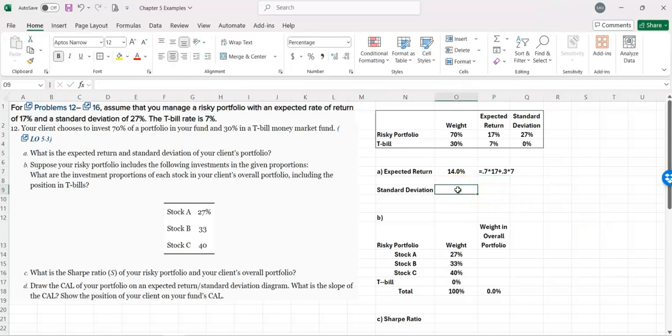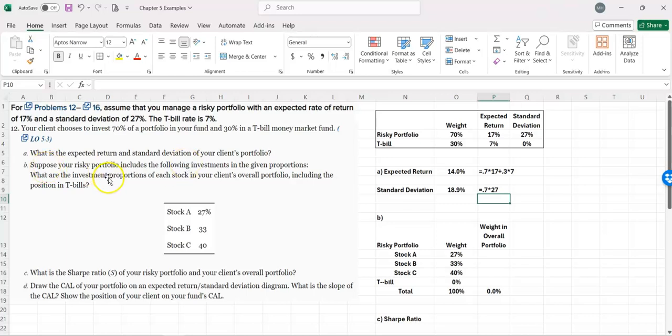Now for the standard deviation, that's actually even easier because we only have one risky asset. It's 70% times the standard deviation. So at 18.9%, equals 0.7 times 27. There we go.